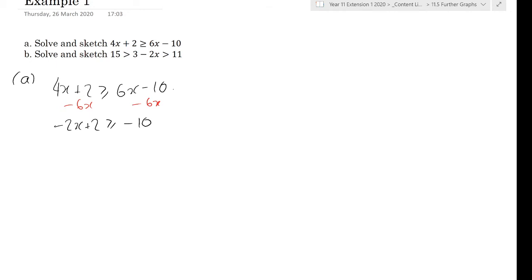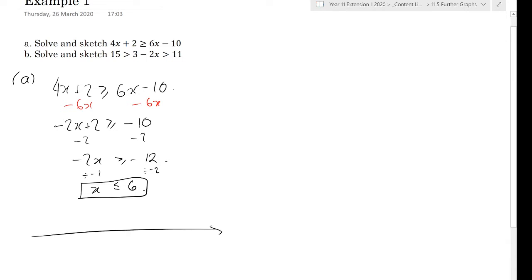Okay, now solving this like we normally would, I would subtract 2 from both sides, minus 2, minus 2, that leaves me with minus 2x is greater than or equal to minus 12. Okay, now I'm going to divide both sides by negative 2, and when I do that, remember, it swaps the sign around, and it gives me that x must be less than or equal to 6.